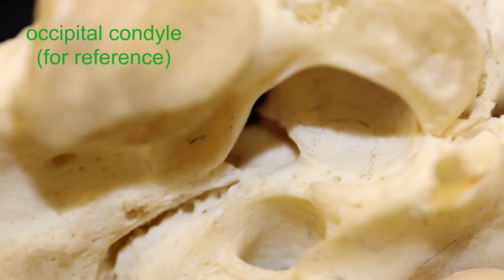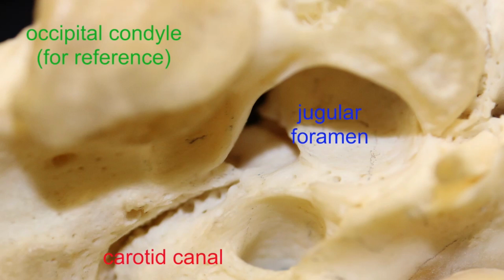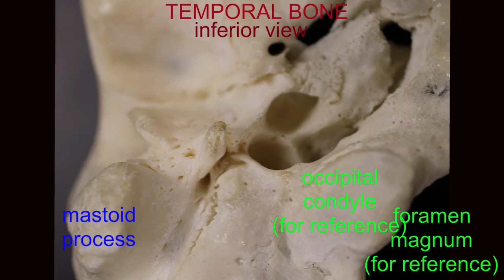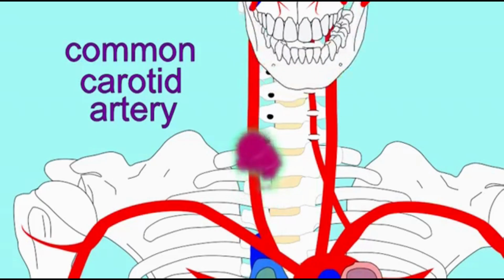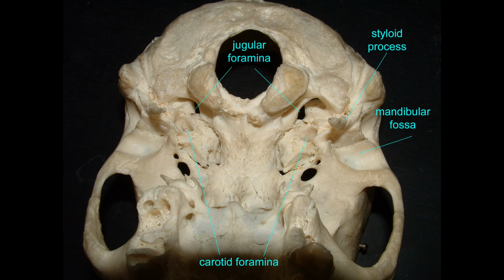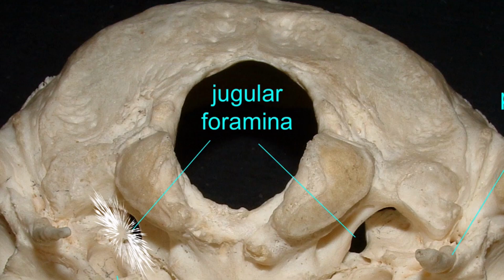The temporal bone has two openings or foramina through which blood vessels to the brain can pass. The carotid canal or carotid foramen allows the internal carotid artery to bring oxygenated blood to the brain.